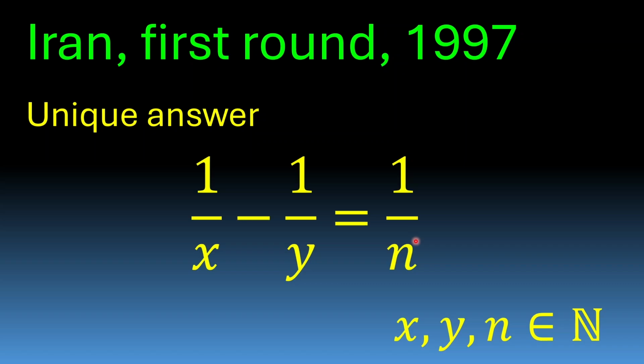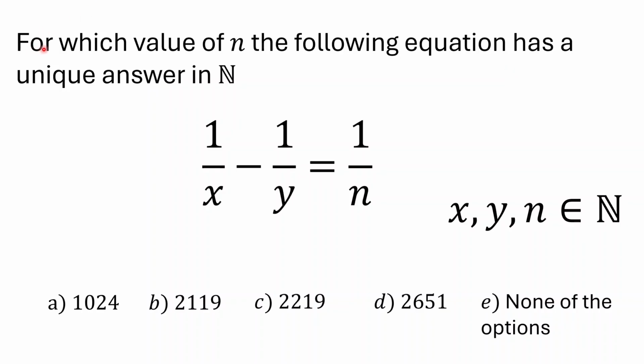Hi, here we have another exercise from Iranian Mathematical Olympiad, round 1, 1997. Let's look at the question. For which value of n does the following equation have a unique answer in natural numbers? 1 over x minus 1 over y is equal to 1 over n. All of these are natural numbers, and we want to see for which value of n we have a unique answer. So these are the answers.